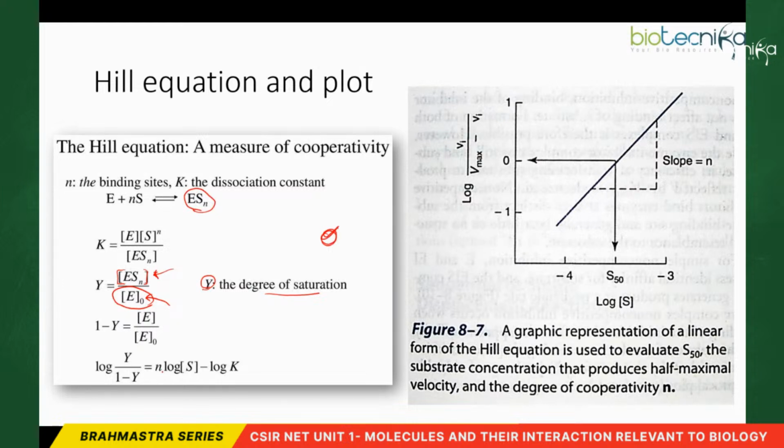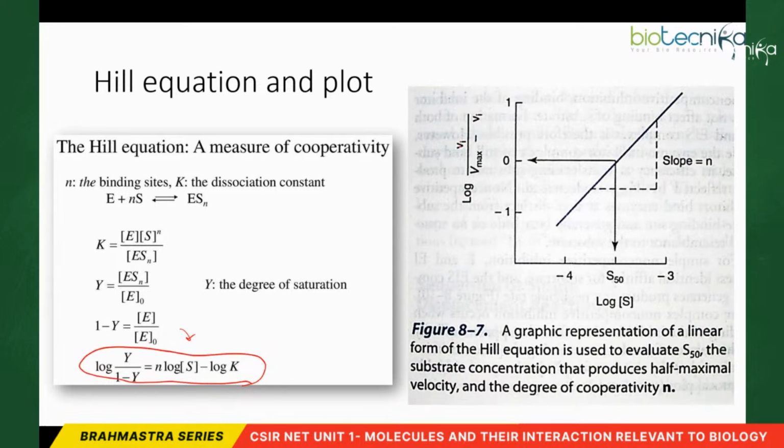Okay. So to bring it into a straight line, we know that the regular Michaelis-Menten equation represents a hyperbola like this. But we want to get a straight line graph equation. So what would we do? We would make some changes. We would take 1 minus y. Then you can reverse it and keep it in log form: log of y over 1 minus y. Anyways, I'm not going into the derivation. This is the equation that you would get.